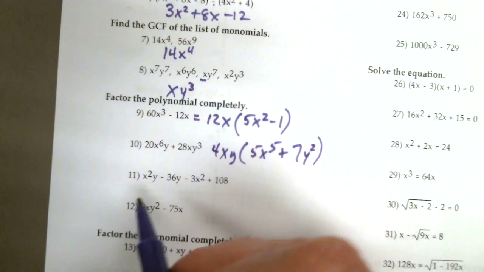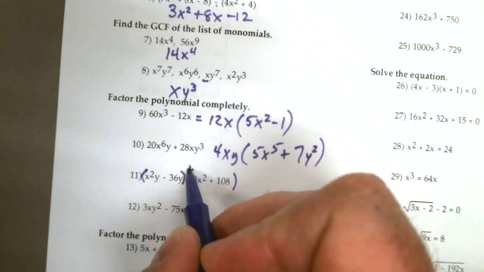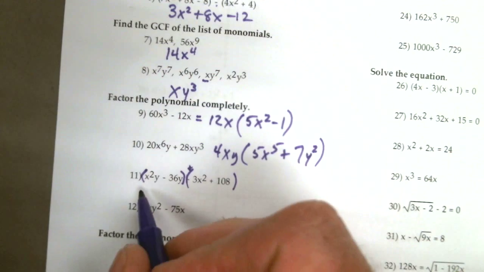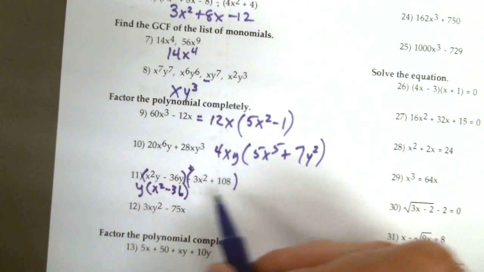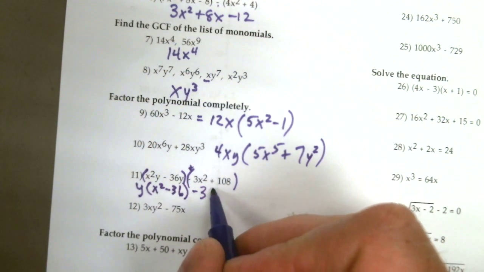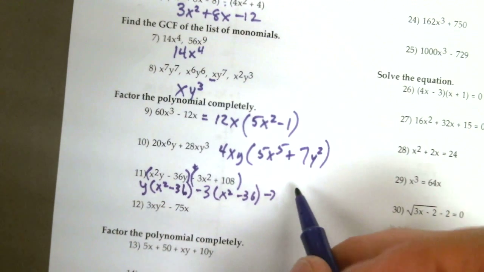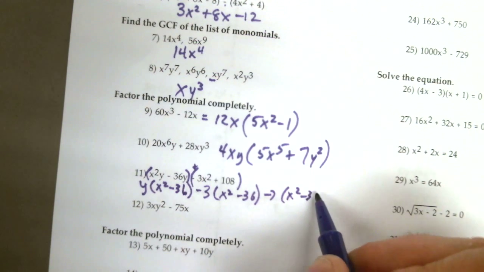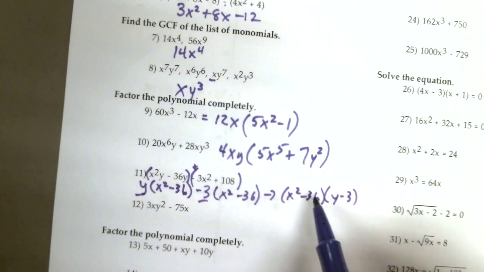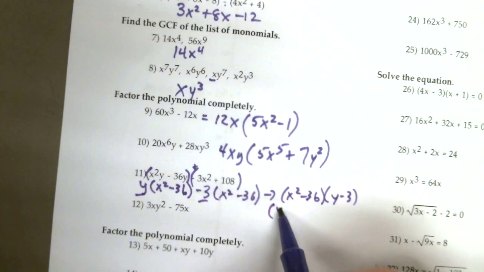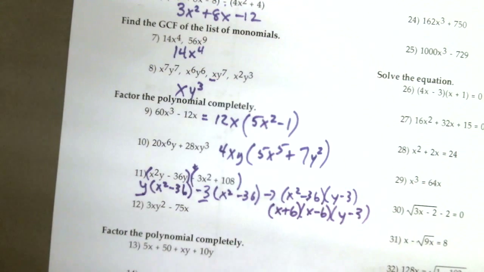For number 11, where we have four terms, we're going to group the first two together and group the second two together. The greatest common factor of the first grouping looks like I can take a y out, leaving me with x squared minus 36. The second grouping, it looks like I can take out a negative 3, leaving me with x squared minus 36. I'm going to regroup that as x squared minus 36 times y minus 3. There's the y, there's the 3. This binomial here is still factorable into x plus 6 and x minus 6. I'm bringing my y minus 3 down.